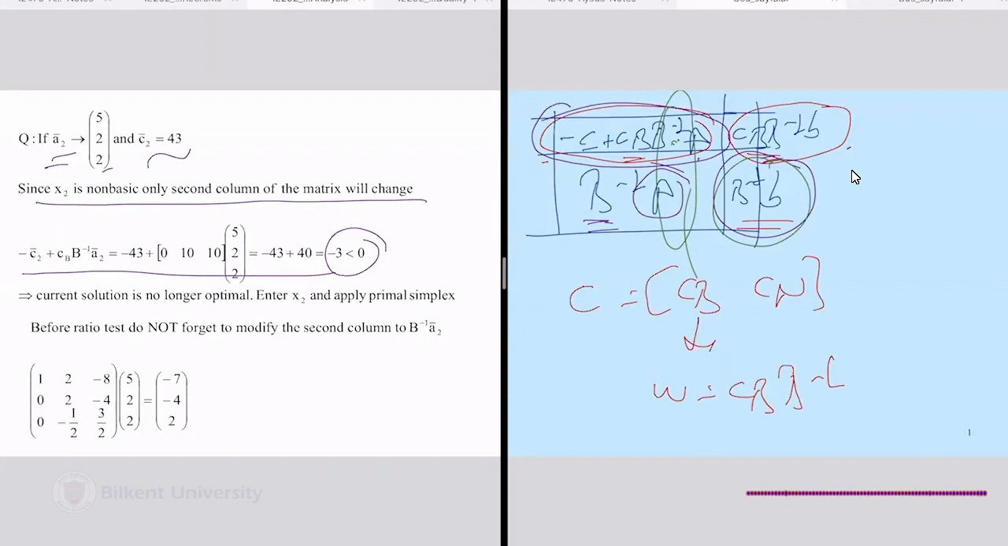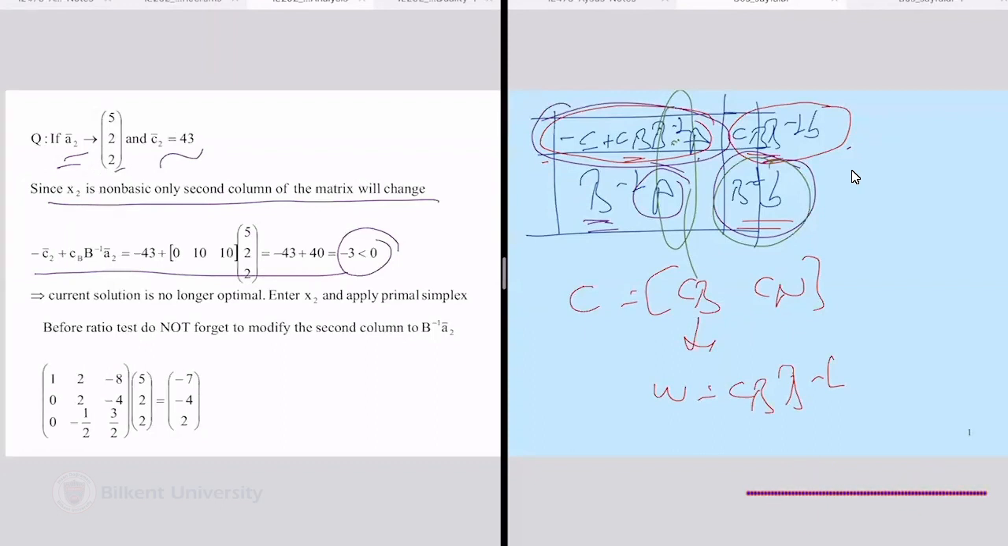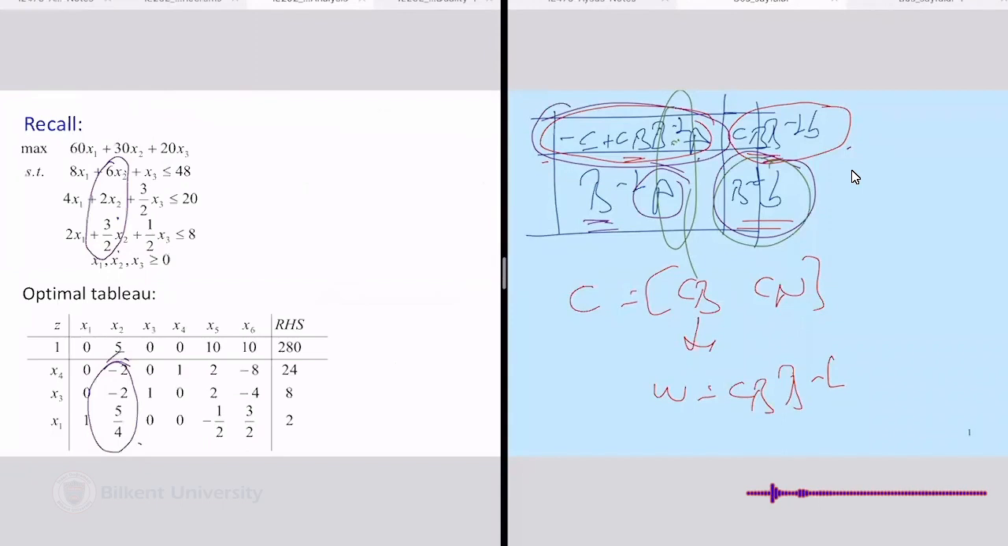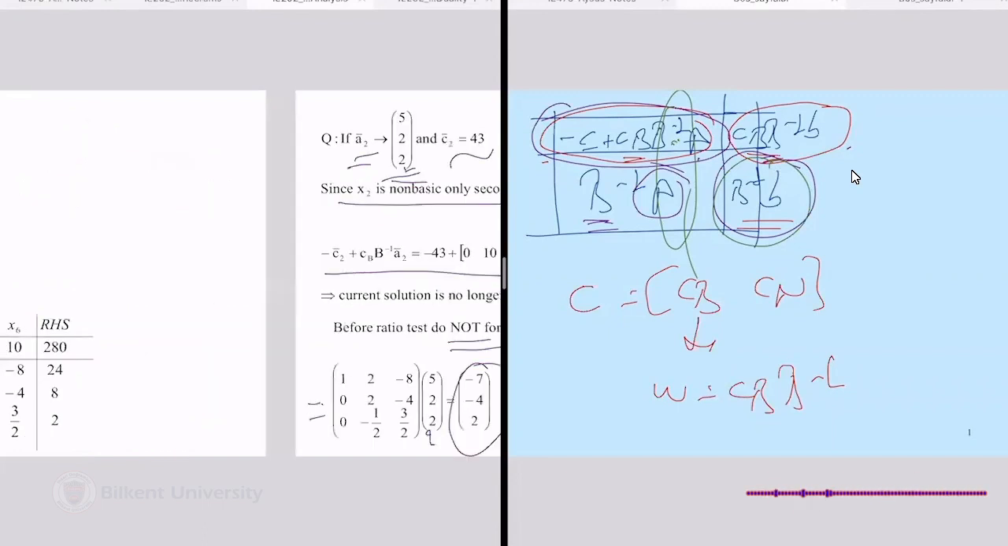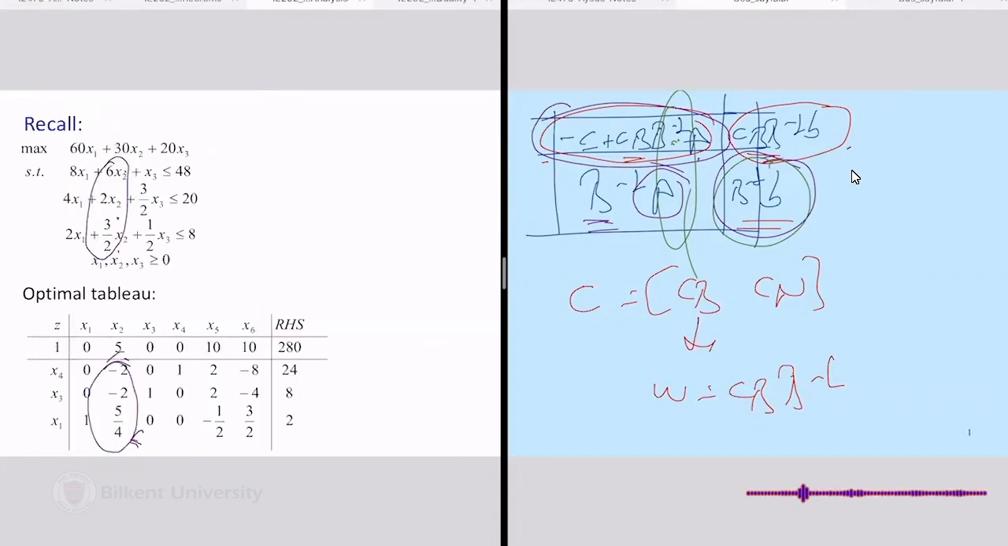Before applying the ratio test, you have to update this. This B inverse A2 was with respect to the original A2. Now I have to change the A2 to this value and then apply simplex, all right? Never forget that, because that part of the table is changing. So you recalculate with the new A2. So your new column is -7, -4, 2. It has nothing to do with what's written in there, right? You have to change that.